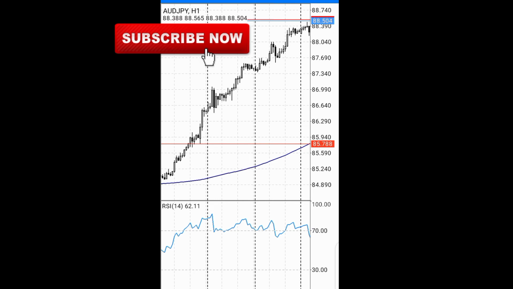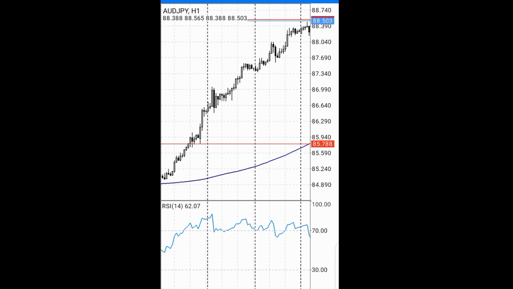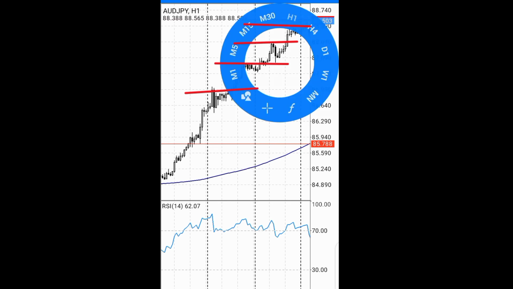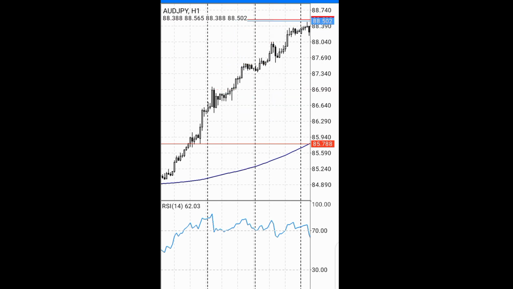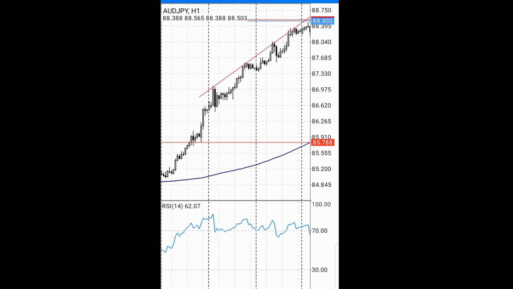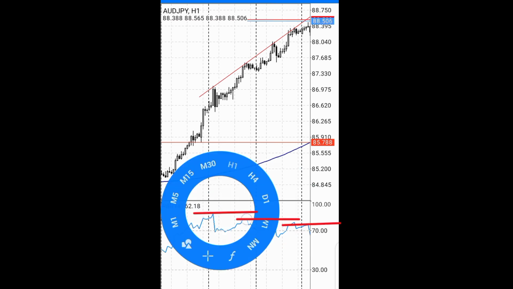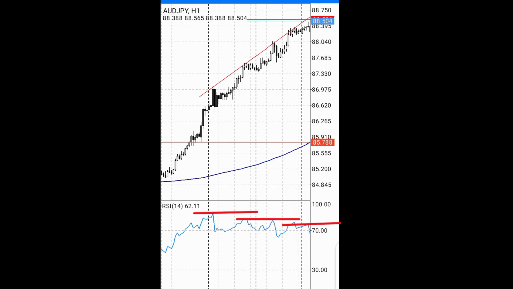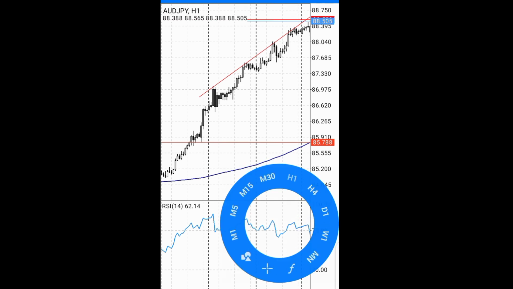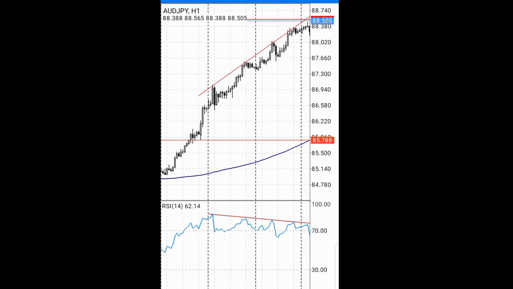This is the AUD/JPY 1 hour time frame chart. This is an upward trend. We're seeing price making higher highs here, higher highs, higher highs. So we want to connect those higher highs. While this price is making higher highs, let's look at the RSI and see what the RSI is doing. The RSI is rather making lower highs. A lower high here, a lower high here, lower high here, lower high here. It's making lower highs.